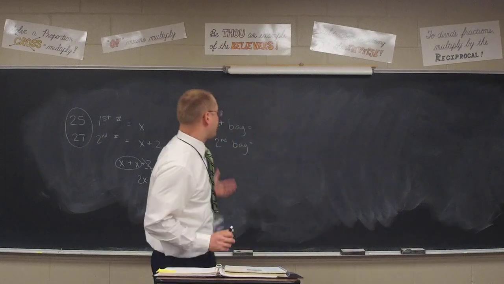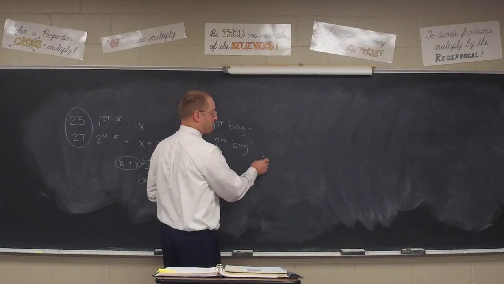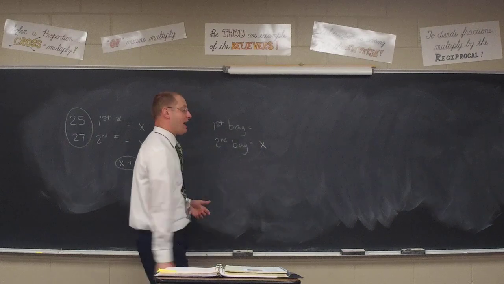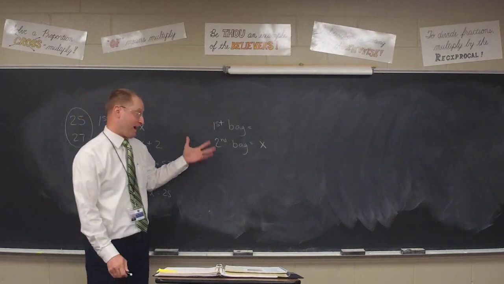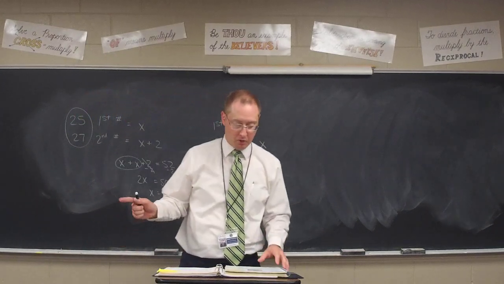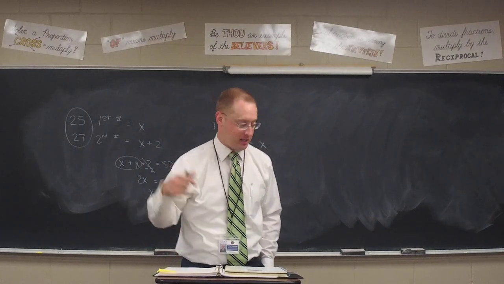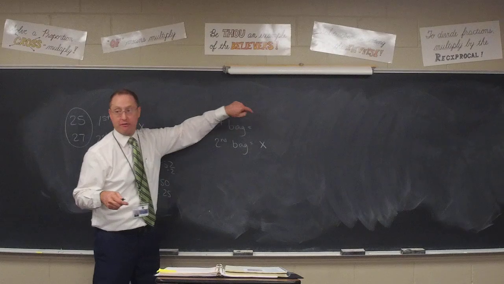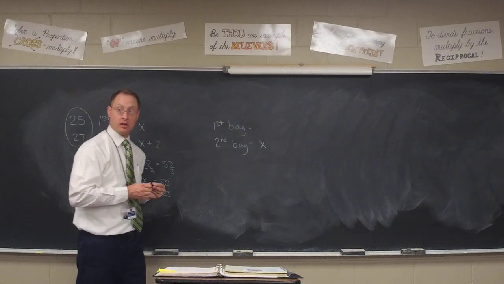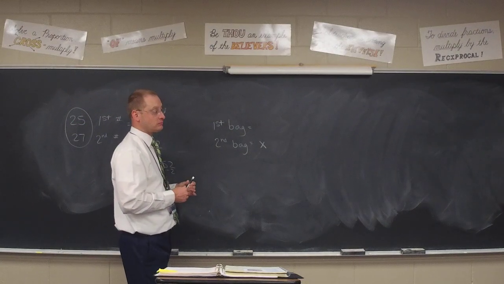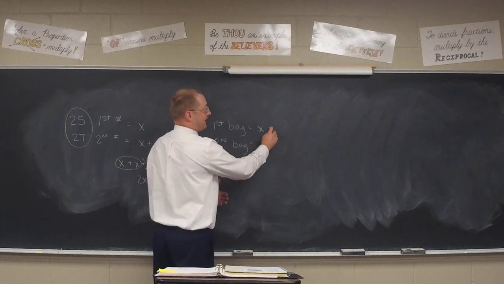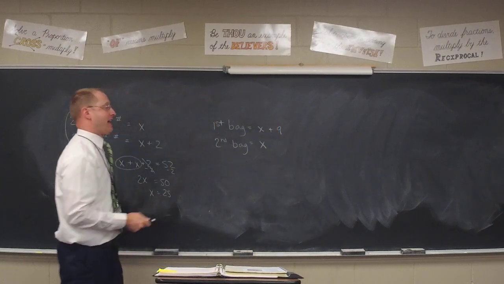One bag contains 9 more candies than the other bag. Assuming that by other bag, we're talking about the second bag, let's let the second bag be X. Or you can do C for candies or B for bag, whatever. But if it says that one bag, meaning the first bag, contains 9 more candies, how would we represent the candies in that first bag? X plus 9. Whatever the second bag has in it, plus 9 more than that.